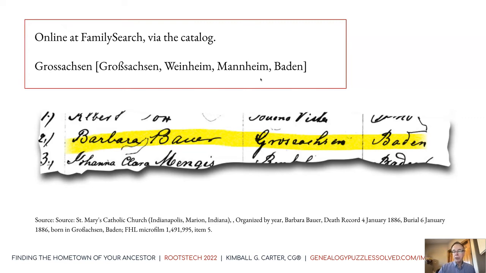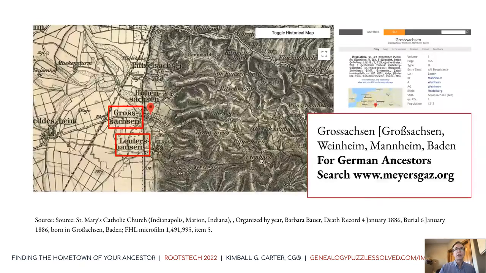So I went to check out the geography using Meyer's Gazetteer. If you don't use that, you need to use that if you're doing German research. And I looked up Großsachsen, and it is right next door to Leutershausen. So that makes lots of sense. And after more research, we figured out that Großsachsen actually was within the parish of Hohenzollern, and Leutershausen was a separate parish. And she was born in Hohenzollern parish, and he was born in Leutershausen.